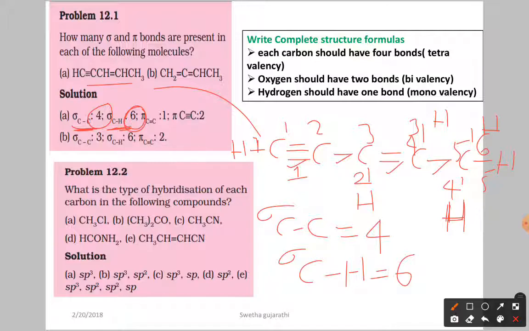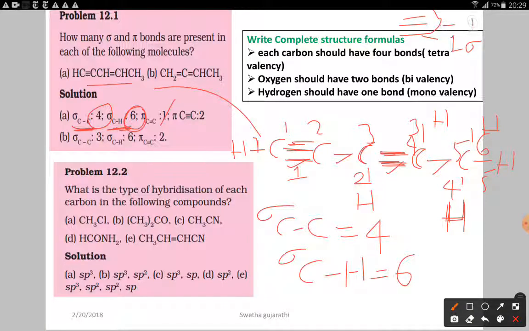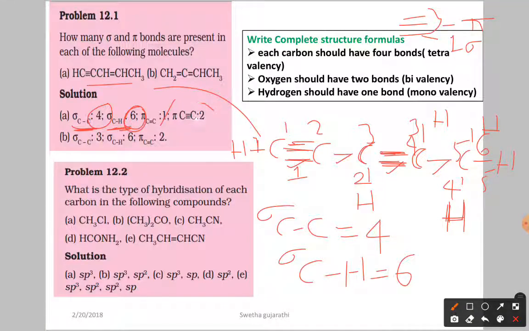Now in between the carbon carbon, if you see the pi bonds, how many are there? Here we have one double bond. In one double bond, how many pi bonds are there? Only one, so 1. Next, triple bond. In a triple bond, as you know very well, one is sigma, and the remaining are pi bonds. So here we have two pi bonds in the carbon-carbon triple bond. So you have to write the complete structure, and then only you come to know how many sigma bonds or pi bonds are there.